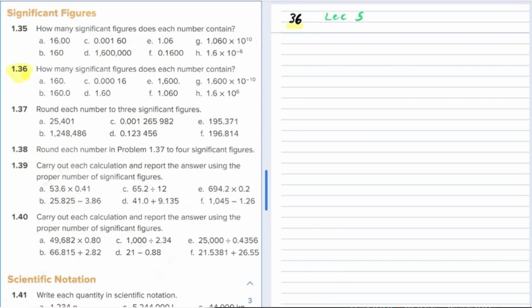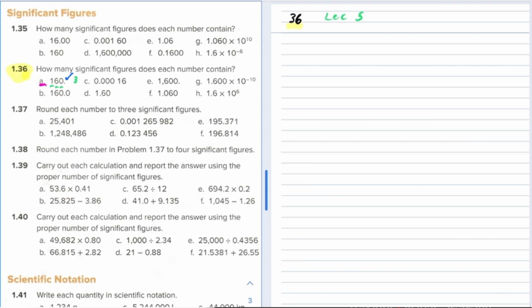A. Okay, A. Here, there are no zeros at the beginning, so 1, 2, and I'm going to count the last 0 because I see the decimal point. I'll even point that out. There it is right there. See the decimal point. So this is a 3 sig fig number. 1, 2, 3. 3 sig fig number.